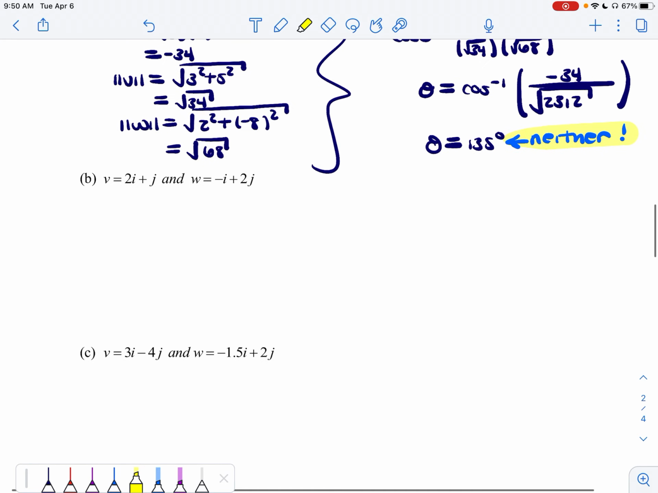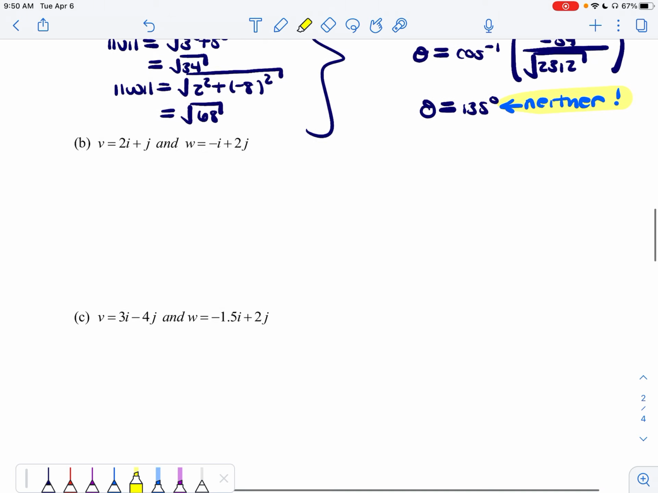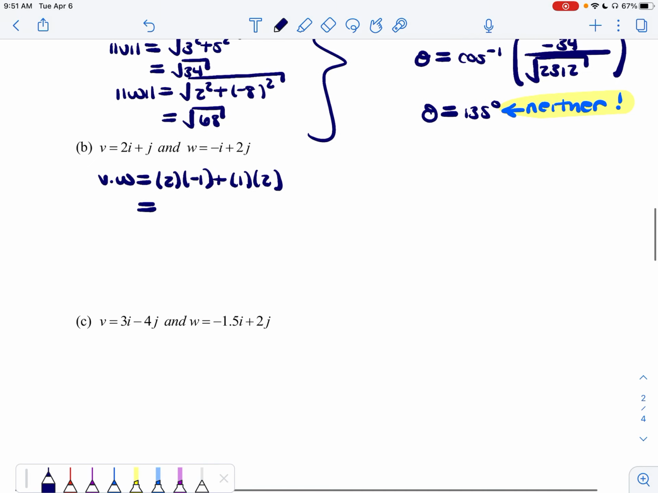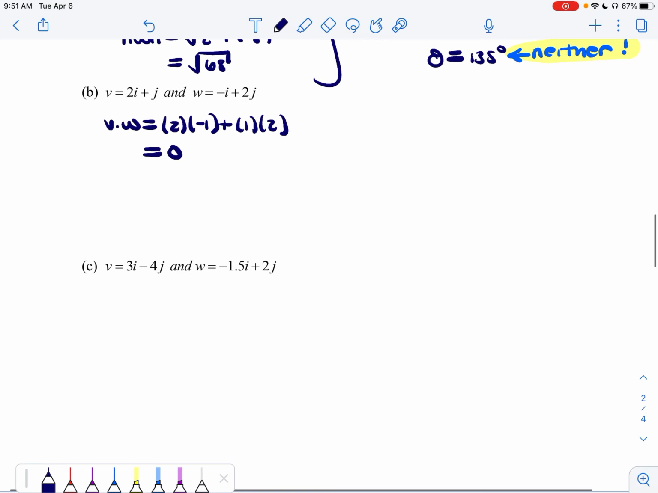All right, let's look at B. So again, determining if these are parallel, perpendicular, or neither. So start by finding the dot product, V dot W. So we would have 2 times negative 1 plus 1 times 2. Right, and that's going to come out to, oh, sorry. So that is going to come out to 0. Okay, so our dot product is equal to 0.